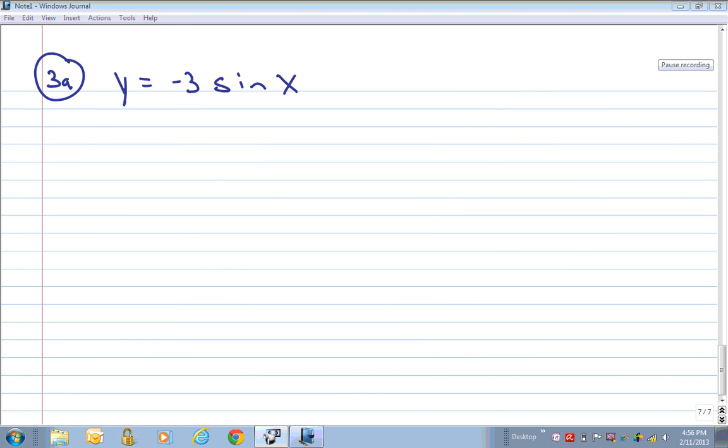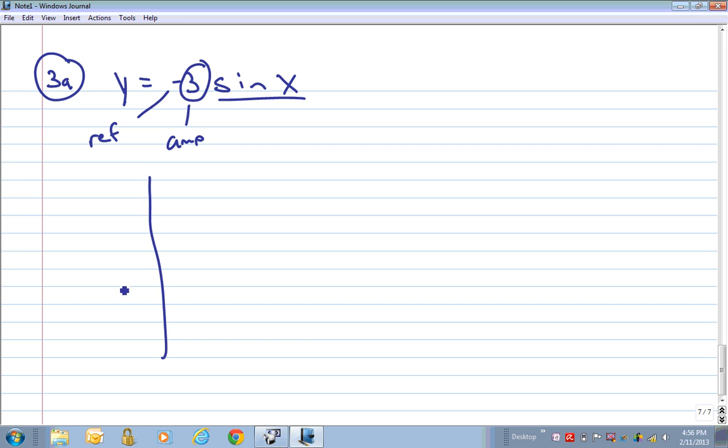All right, the first graph we're going to graph is this one. We got two things going on. We have our basic sine graph, but we have an amplitude change, which is a vertical stretch, just imagine that, and we have a reflection. So let's go ahead and get started building our graph.